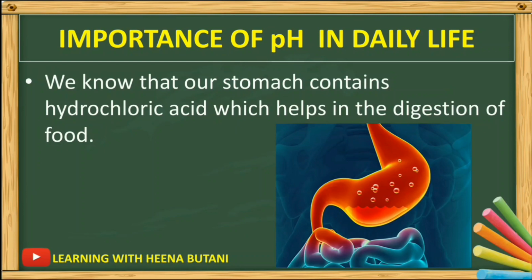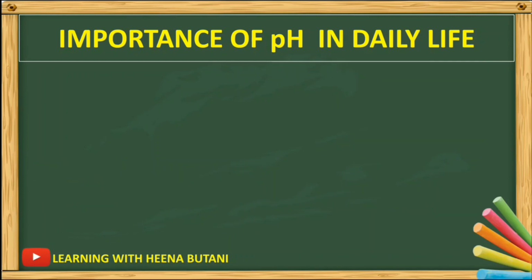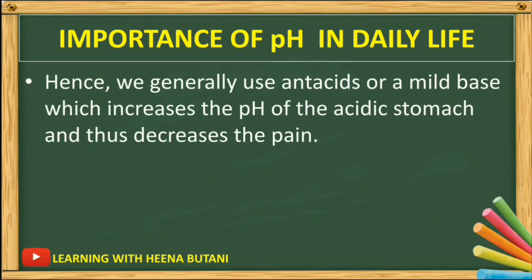Another example is that our stomach contains hydrochloric acid, which helps in the digestion of food. But if the acid is increased in our stomach, when the stomach produces too much hydrochloric acid during indigestion, we feel a lot of pain and irritation, and this condition we call acidity. When we feel acidity, it means what? Acid in our stomach is increased. And how can we treat that?